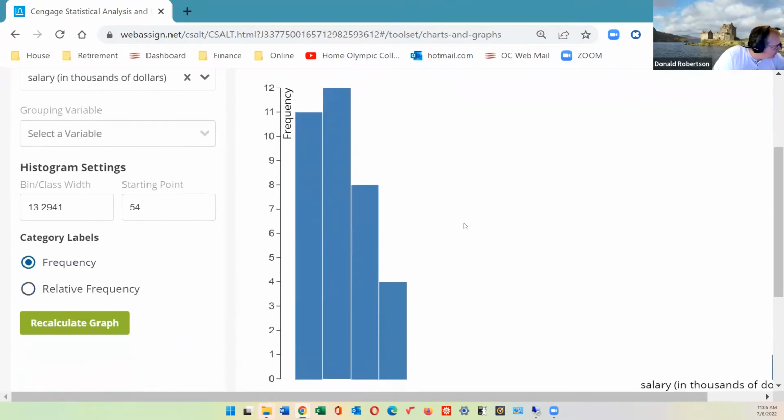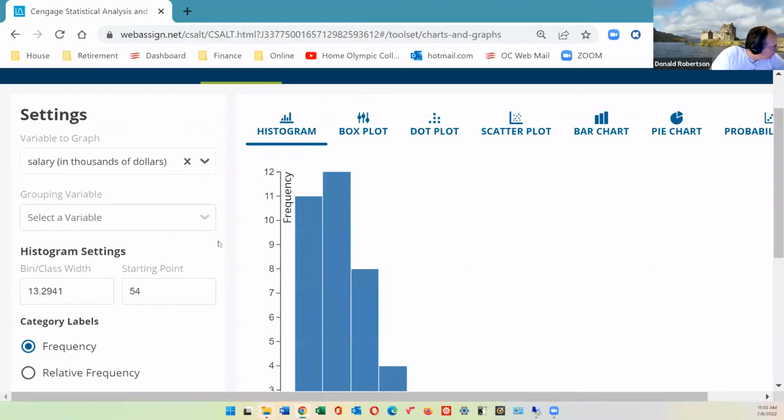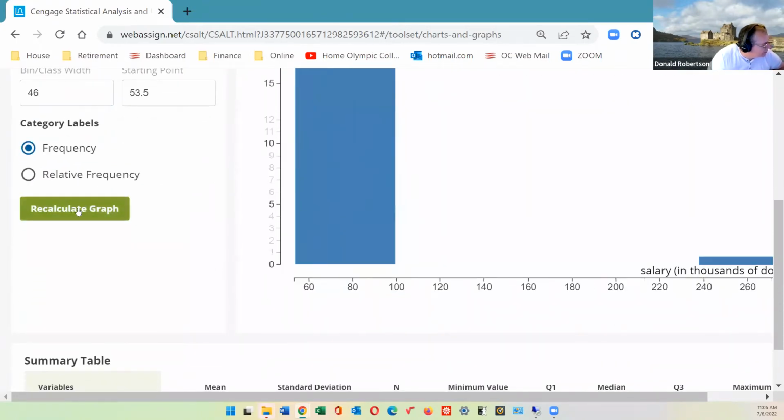Right. That's good. Now we want to do, where do we start? We start at 53.5. And what they're calling the bin or the class width was the start to the finish of that first group, which you can't see anymore. But if you take 99.5 and subtract 53.5, you're left with 46. And recalculate the graph. And it's a very boring graph.